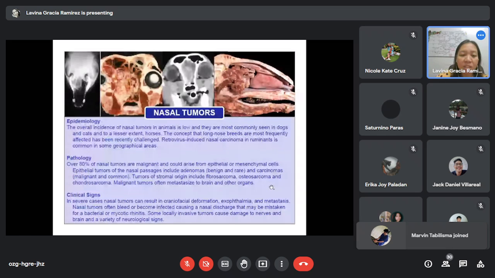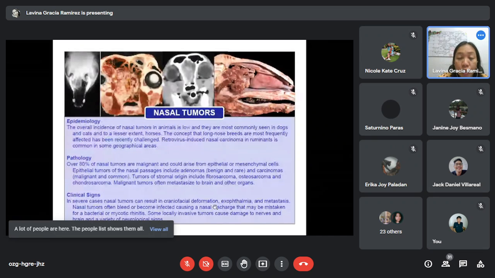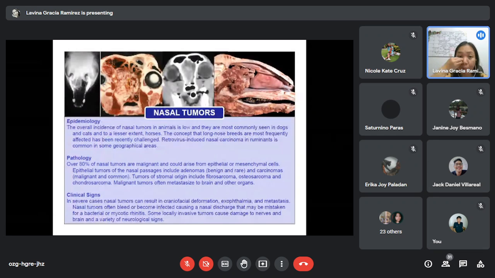Clinically, severe cases of tumors may result in craniofacial deformation, depending on where that particular tumor is located or developed. The pressure, especially when the animal is still young, can cause that area to deviate. Craniofacial deformations can also lead, to some extent, to exophthalmia because of the pressure. If it is near the upper sinuses, it can push out the eyeball.